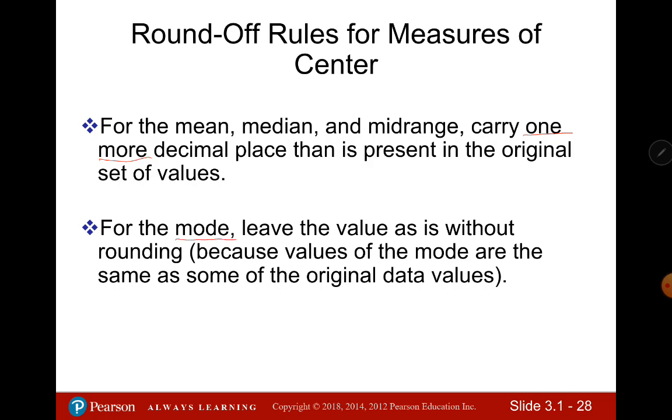But for mode, we do not round; we just keep the same as the original data value. So if the original data value is a whole number, our mode is also a whole number. But for the median, mean, or midrange, if you forget the round-off rule, always keeping 2 decimal places will be fine. Okay? Always keep 2 decimal places.